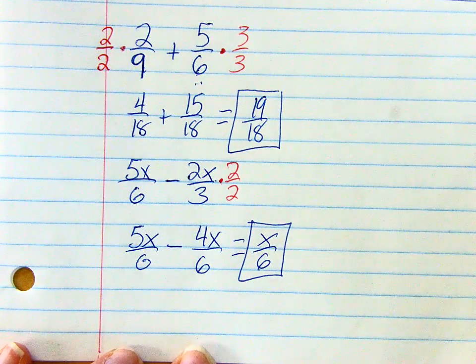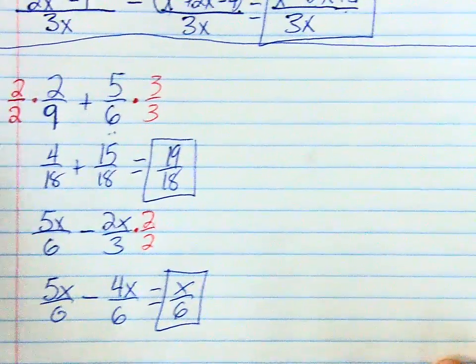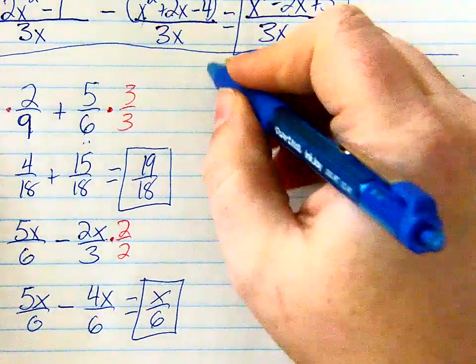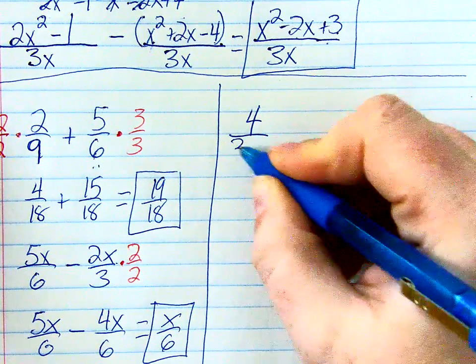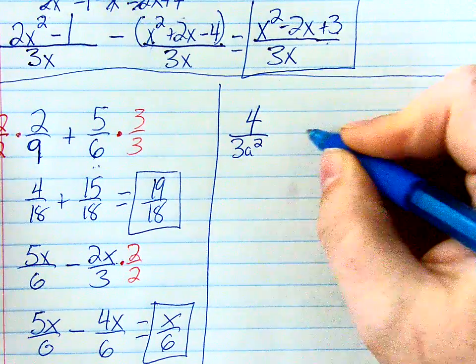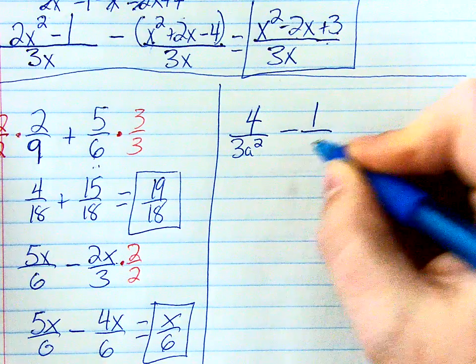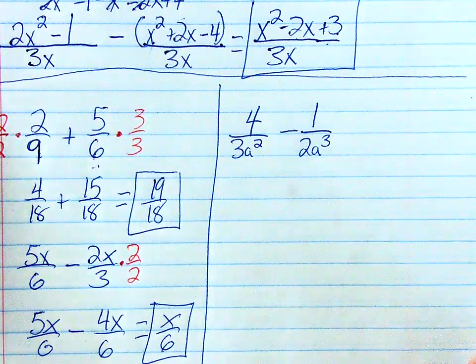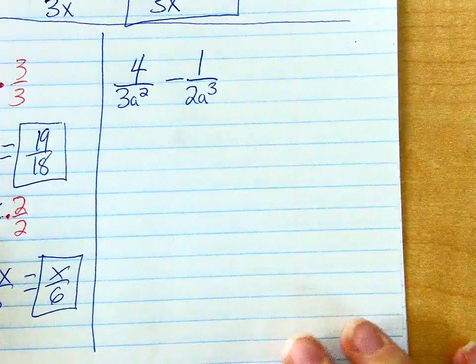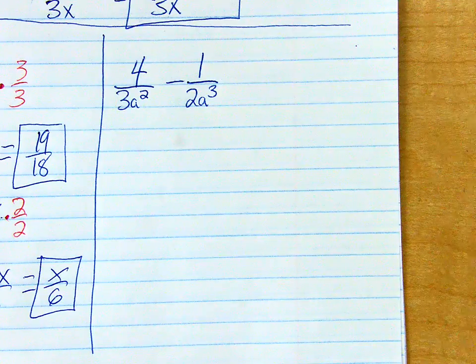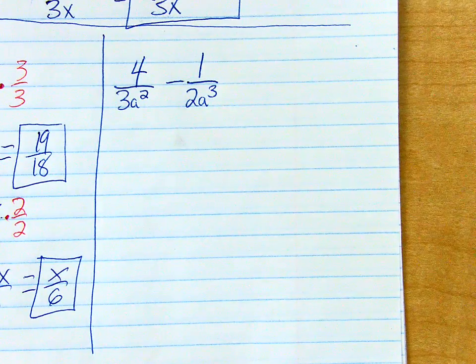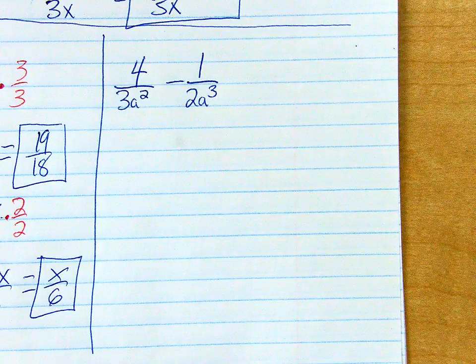Okay, step it up a notch, you think? Yes, let's try. I'm going to move over here. Let's try this one, looks pretty good. 4 over 3a squared minus 1 over 2a to the third. All right, so we're going to subtract these two. They do not have common denominators. One of them is 3a squared, one of them is 2a to the third.